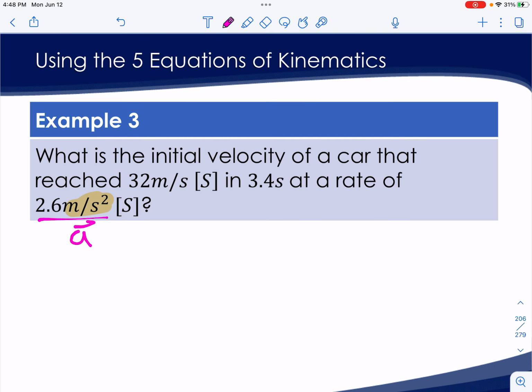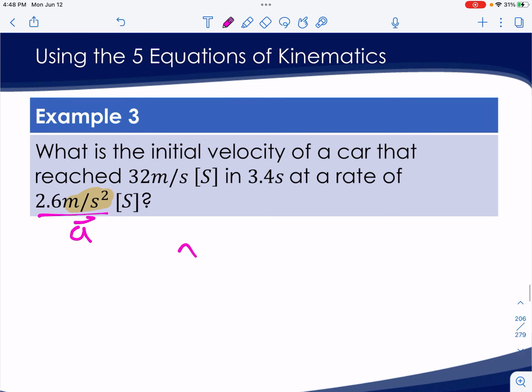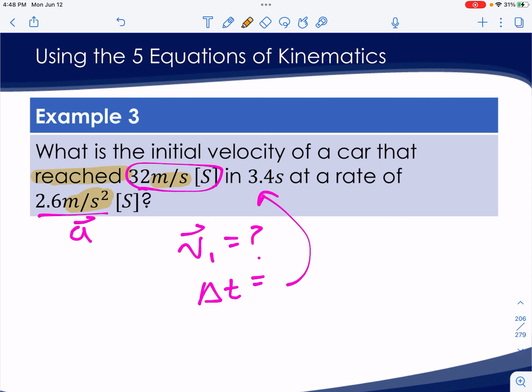Okay. The initial velocity that reached, it's asking for V1. It gives you the delta T, right? That's right here. And notice the units, again, meters per second, that's going to be our V2. Because what is the initial velocity of a car that reached? So reached is kind of like your final.